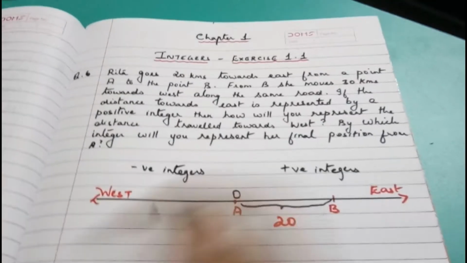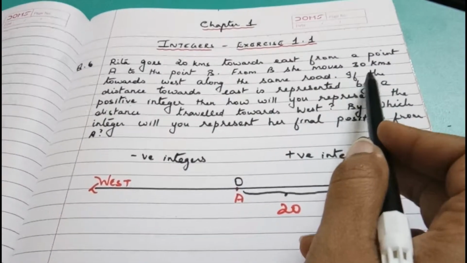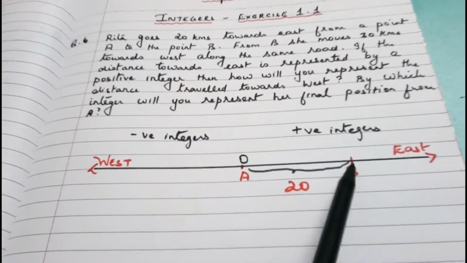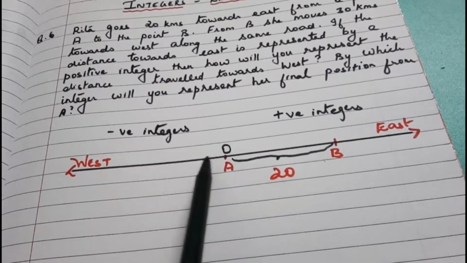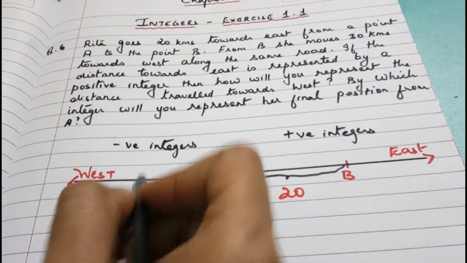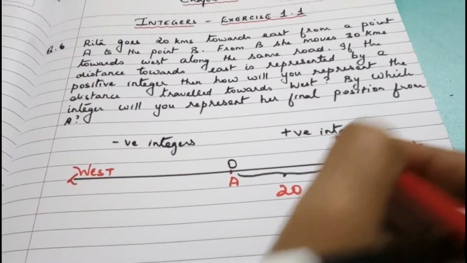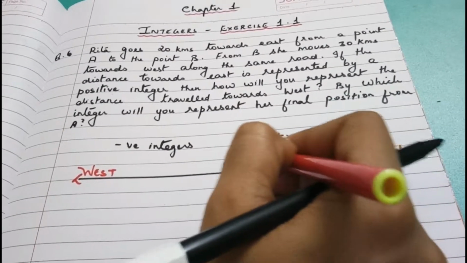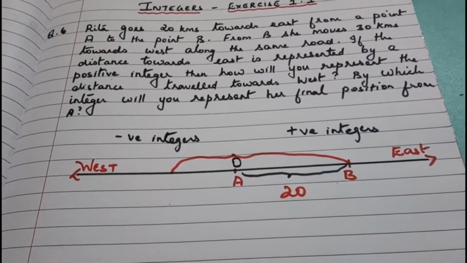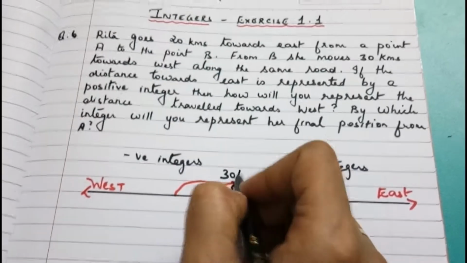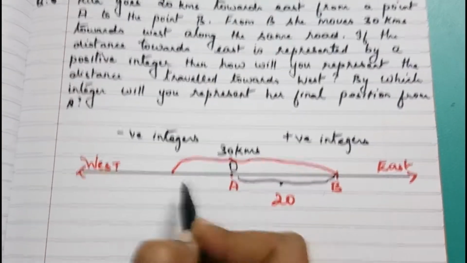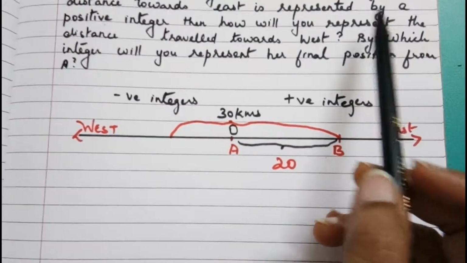Okay, now from B she moves 30 kilometers towards west along the same road. That is, from B she moves on the same road. How much kilometers? Say 30 kilometers. Okay, so from here she moves, say suppose till here, which is said as 30 kilometers because it is coming towards the left hand side. Okay, this is the distance which shows as 30 kilometers.